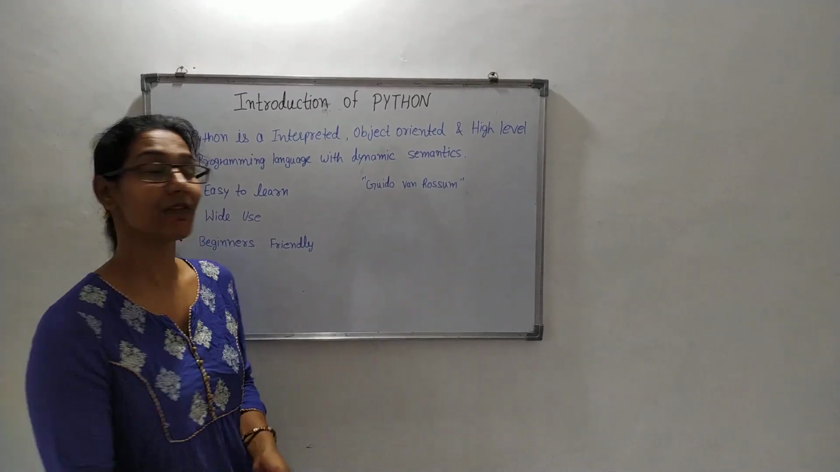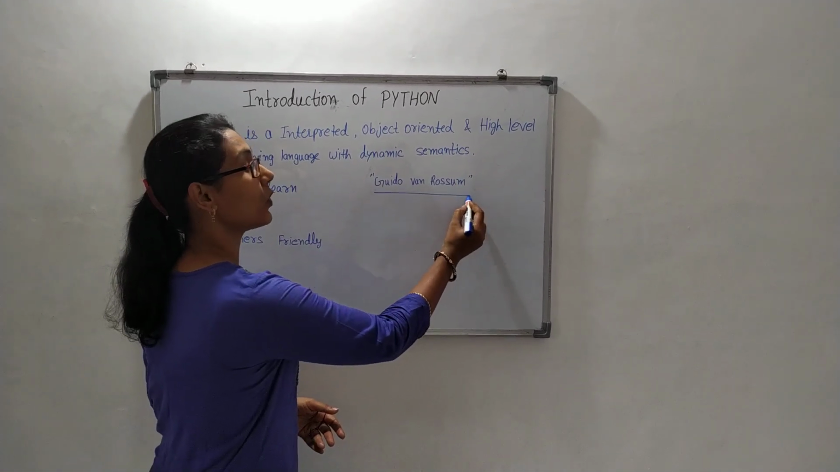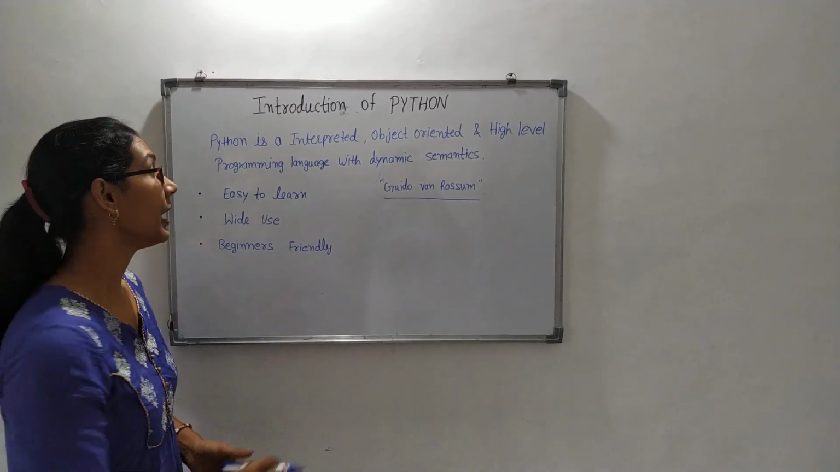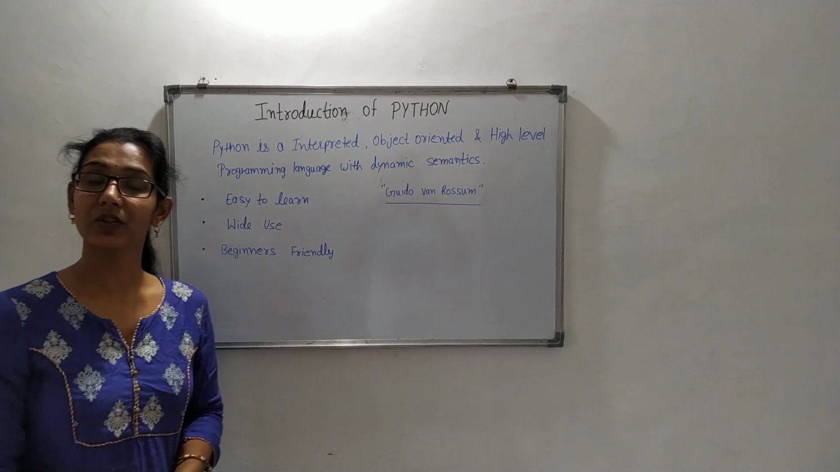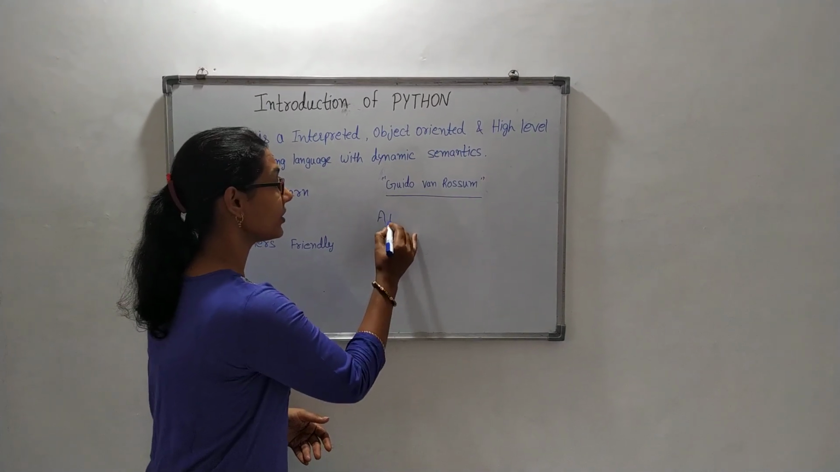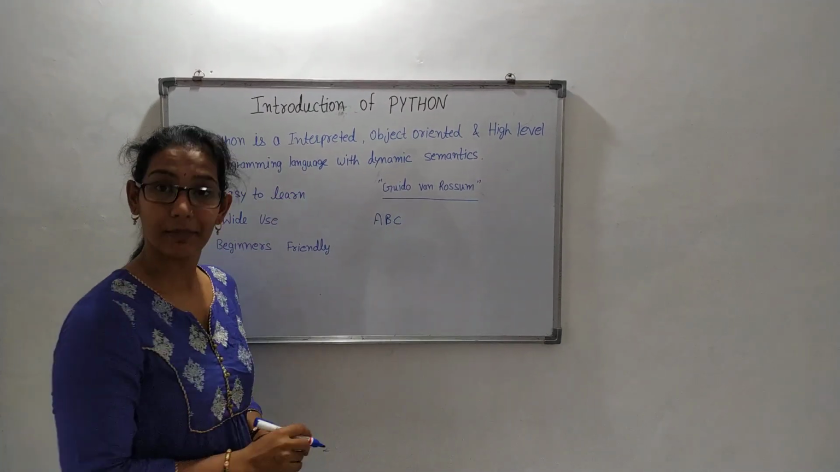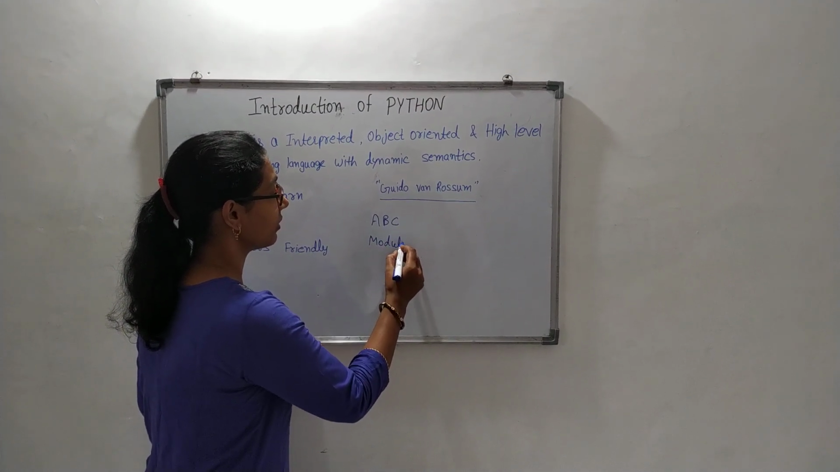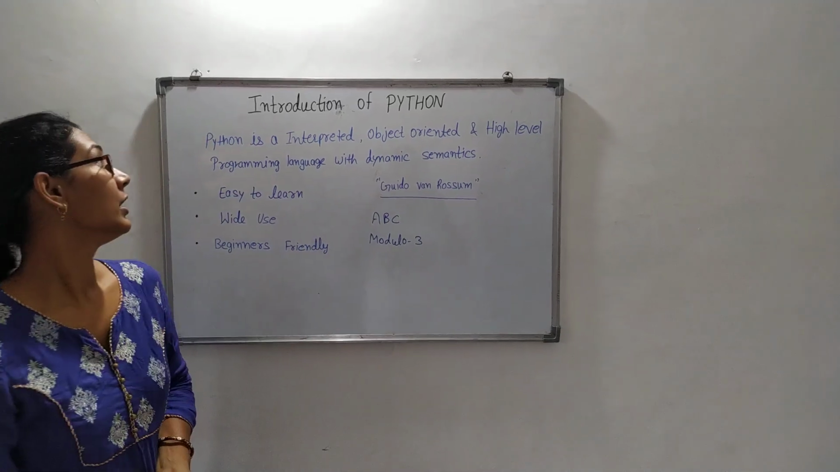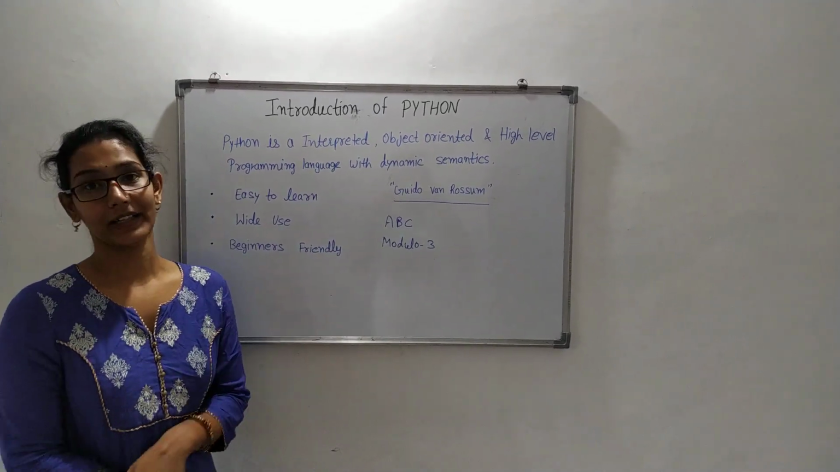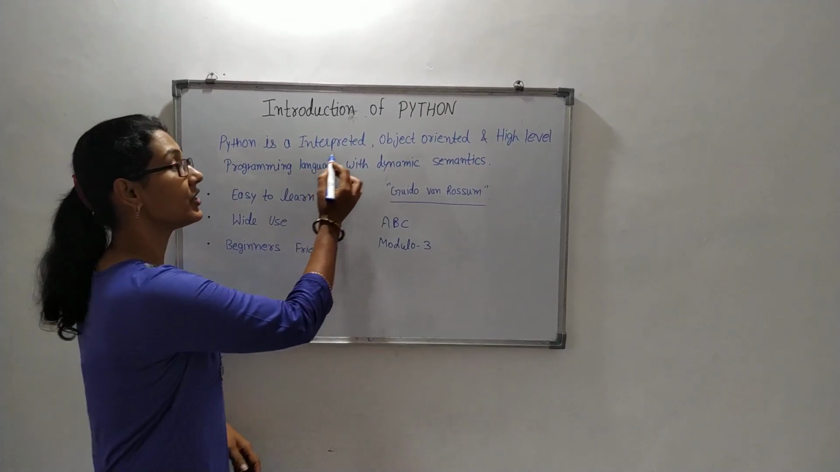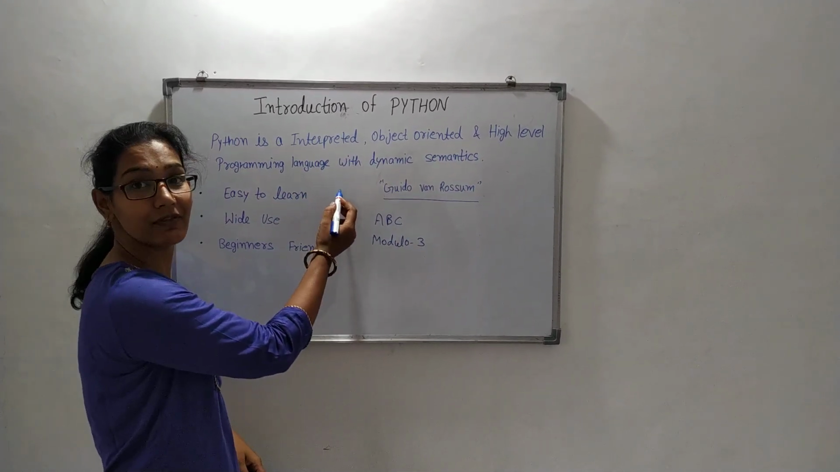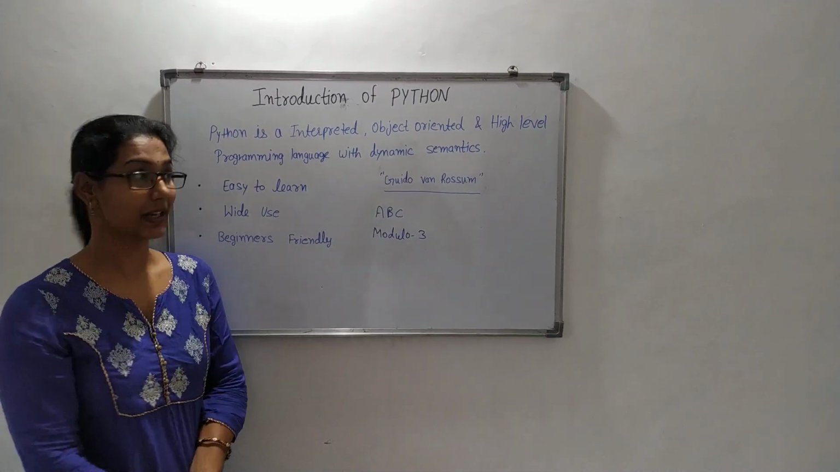So Python was developed by Guido van Rossum in Feb 1991, and this language is based on the ABC language, which is a replacement of BASIC language, and the Modula-3 language. Now, what is Python? Python is an interpreted, object-oriented and high-level programming language with dynamic semantics.